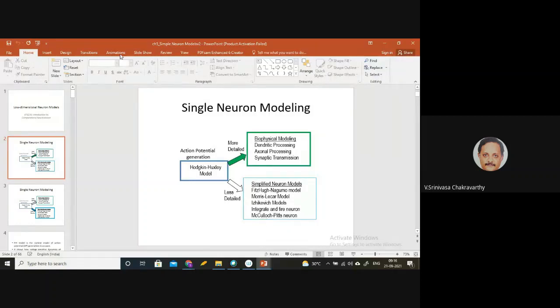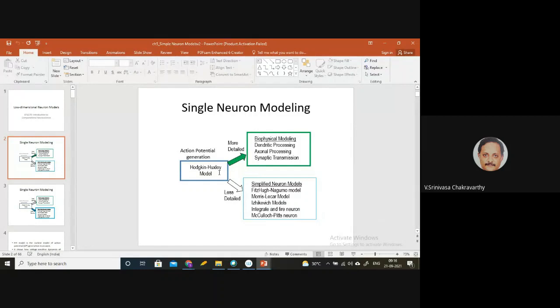So we began with the Hodgkin-Huxley model, right, which shows you how to produce action potentials. From that, we went to more complicated models, into biophysical models. So we have seen dendritic processing, axon processing, synaptic transmission, all that. Now let us start stepping down and start looking at simpler models, simplified neuron models.